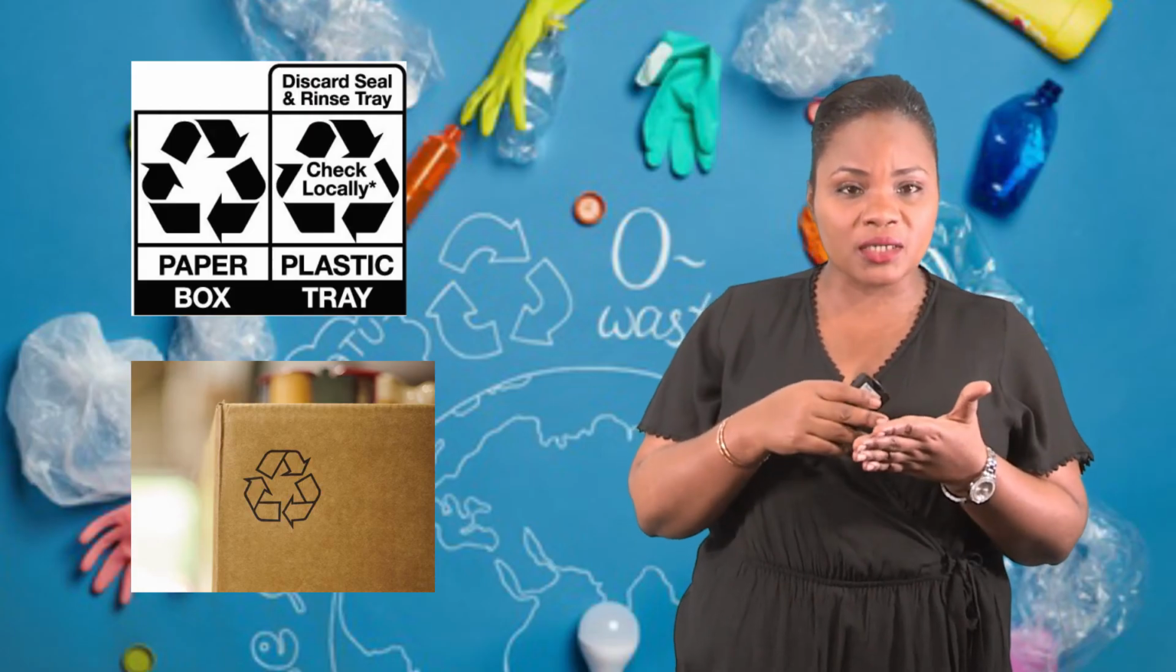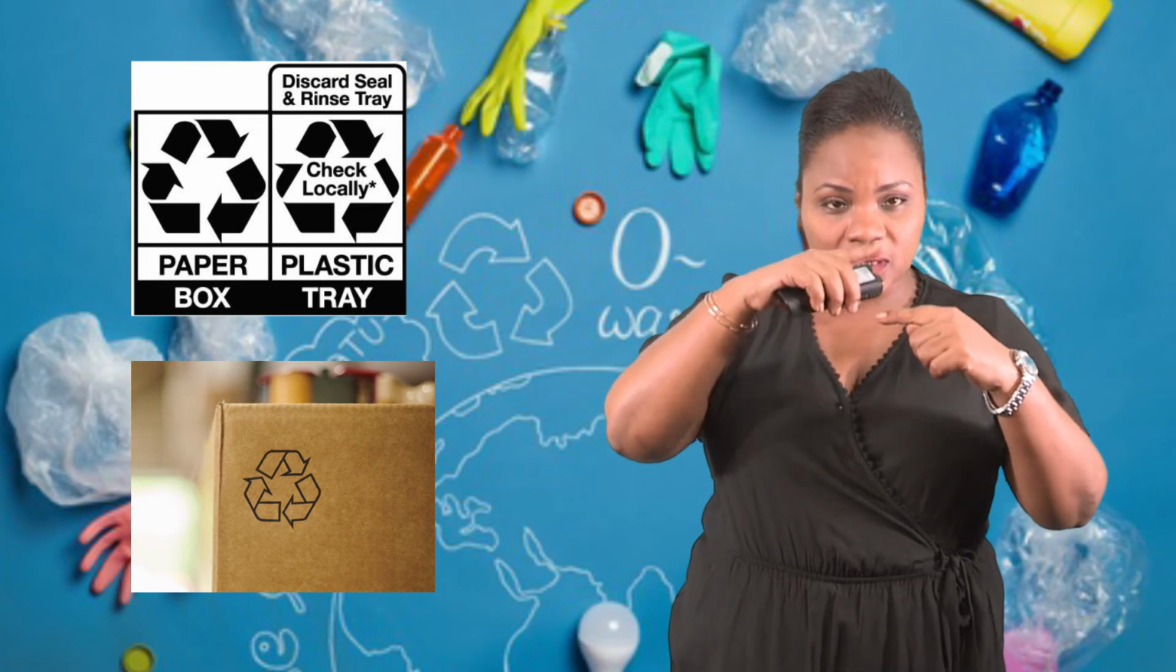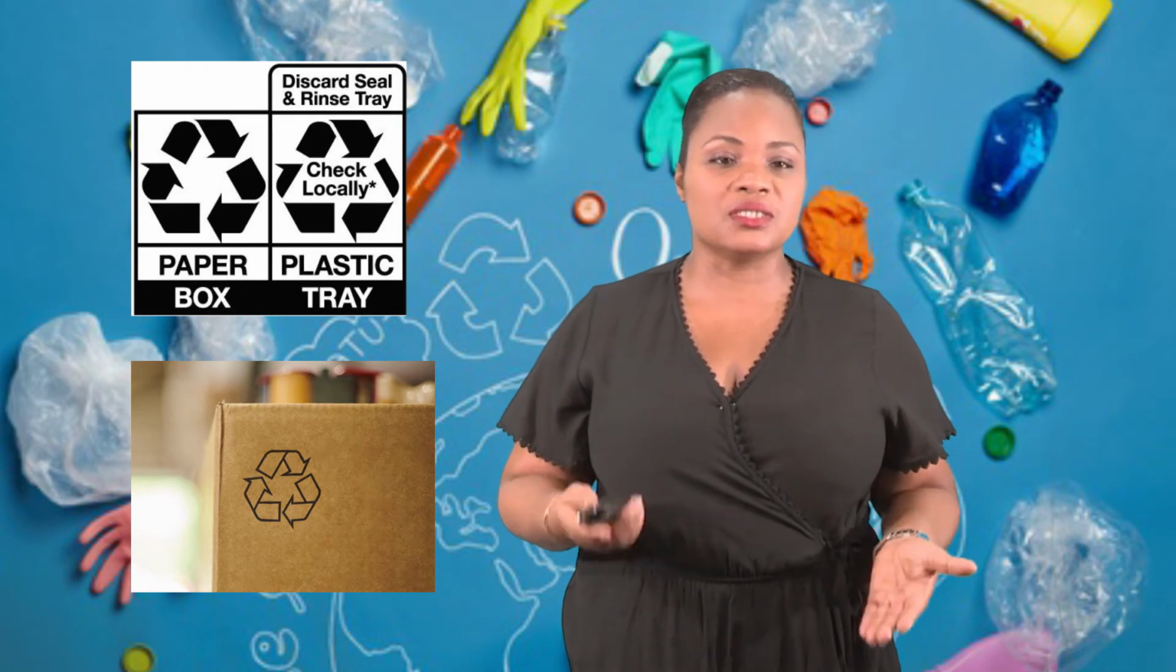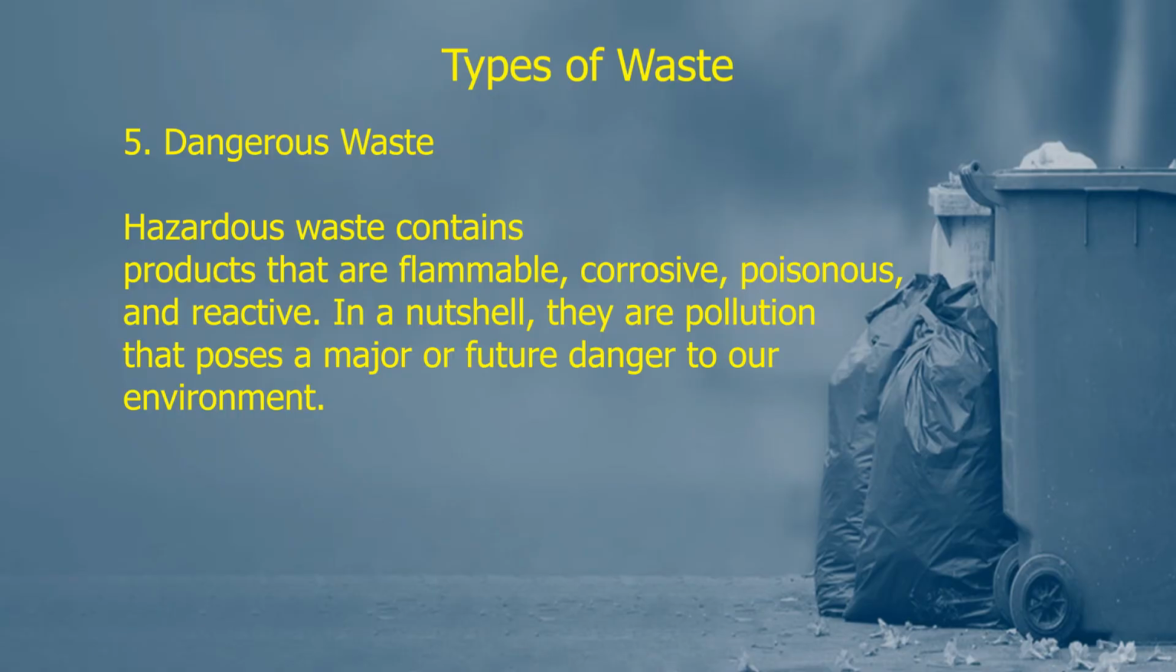And when you check on the packaging, you're going to see those 3 arrows that look like a triangle. Right. That means that that item is recyclable. And fifth, lastly, we're looking at the dangerous waste or hazardous waste. And this contains products that are flammable, corrosive, poisonous, and reactive. In a nutshell, they are pollution that poses a major or future danger to our environment.